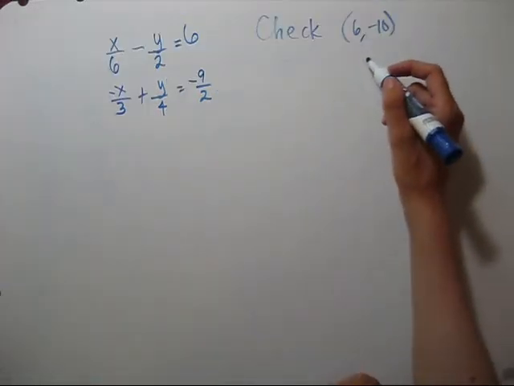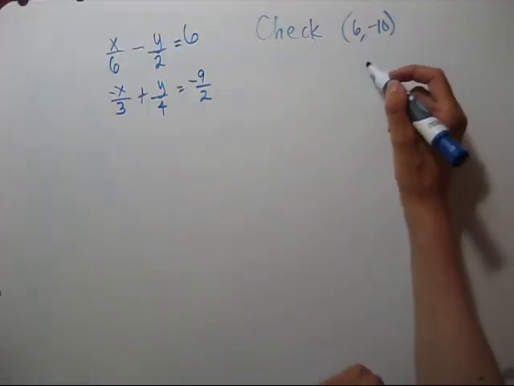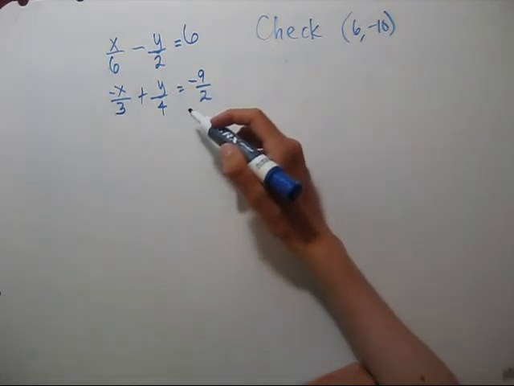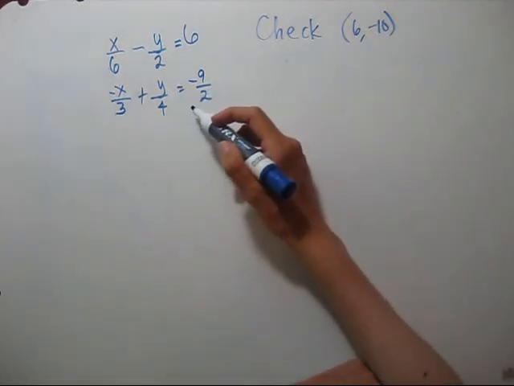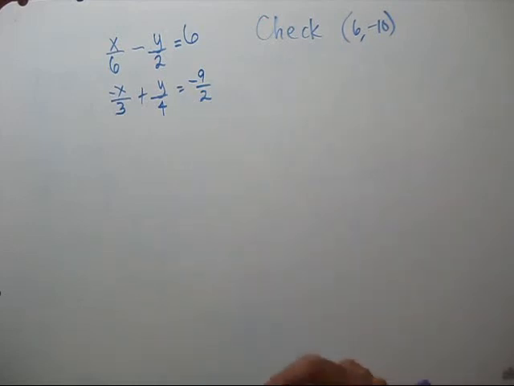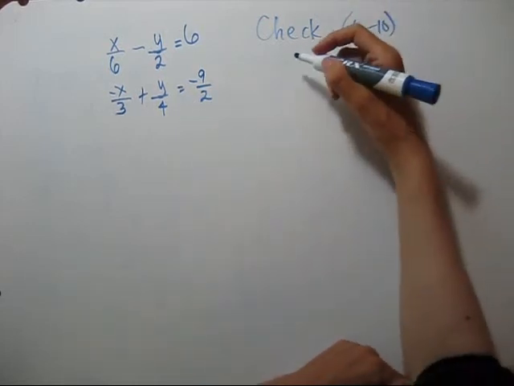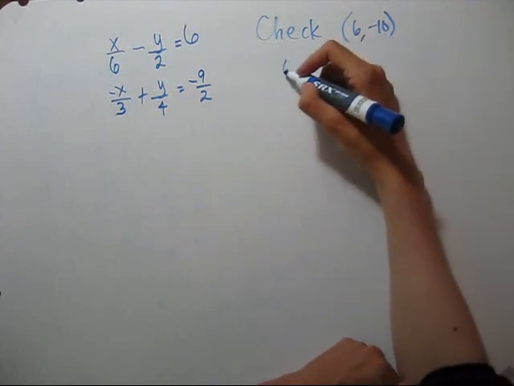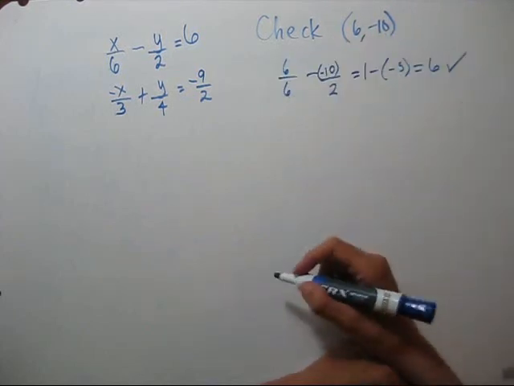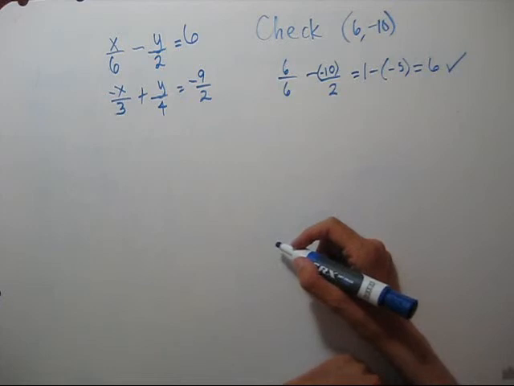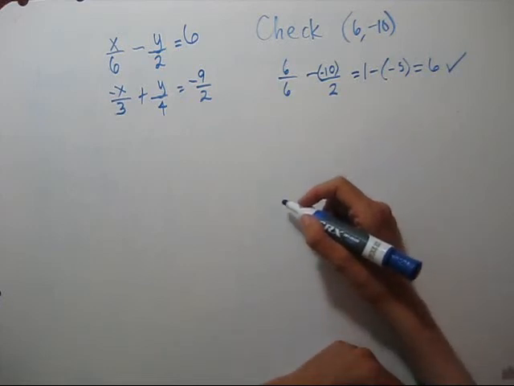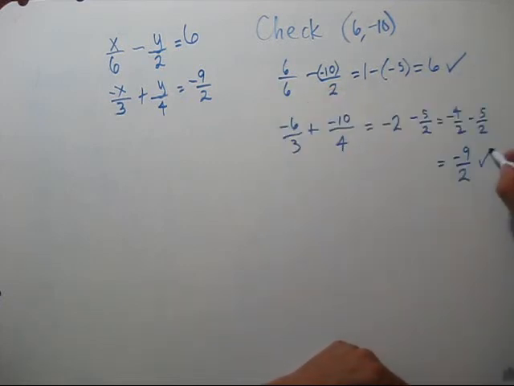Let's check our answer. We need to check the answer in the very original equations before we wiped out the fractions. That's in case we made a mistake when we wiped out the fractions. So plugging into the first equation, we get that it works. Now the second equation, that also checks.